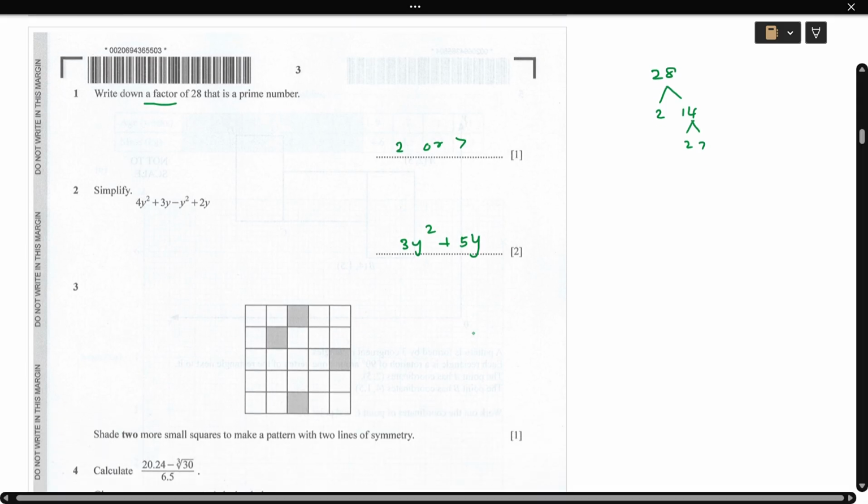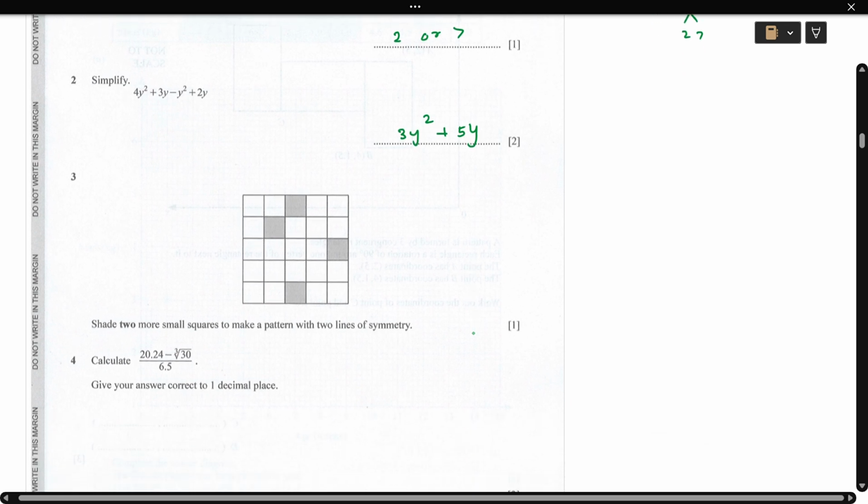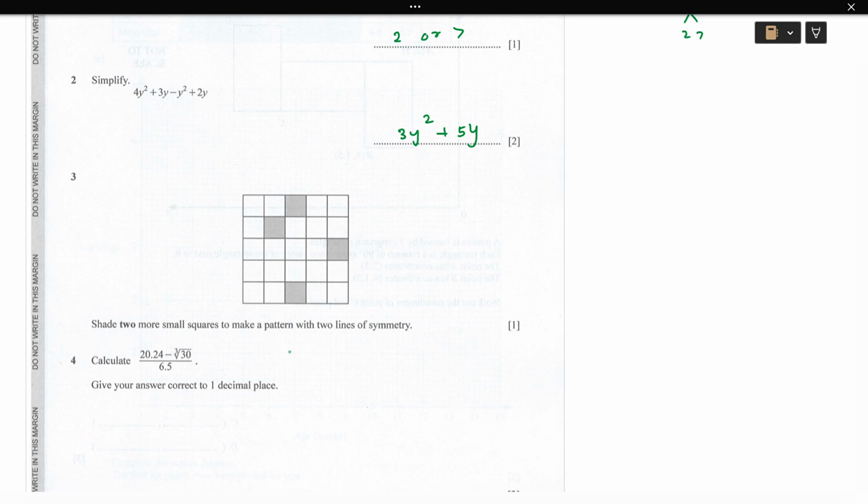Okay, so next question 3. Here we need to shade two small squares to make a pattern with two lines of symmetry. So one is the line of symmetry here and one is the vertical. So we'll shade this square and we'll shade this square. So we'll get two lines of symmetry here.